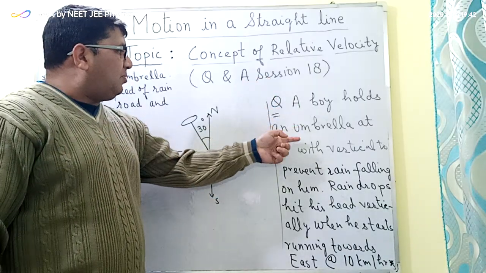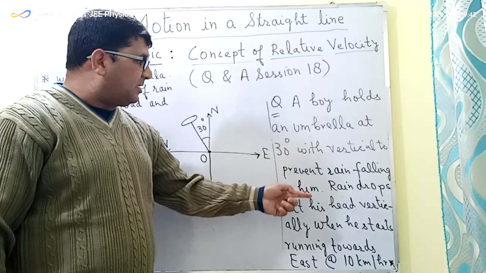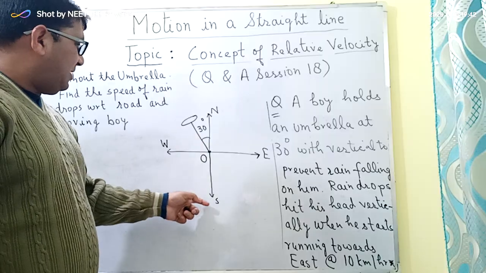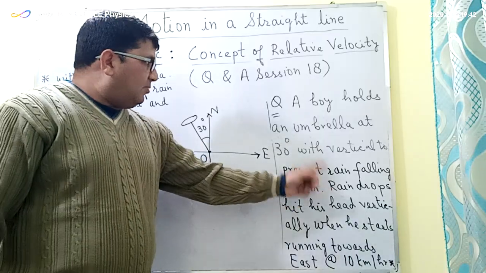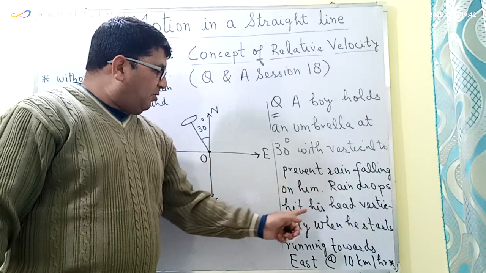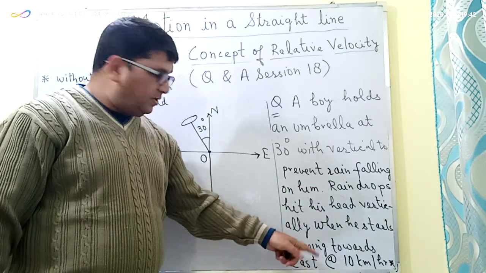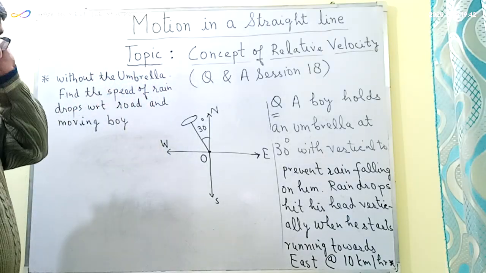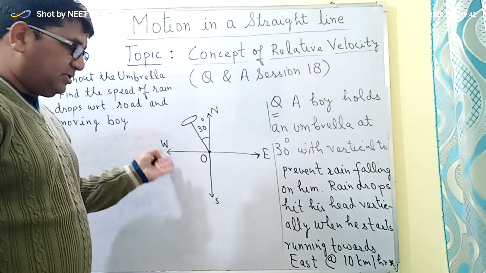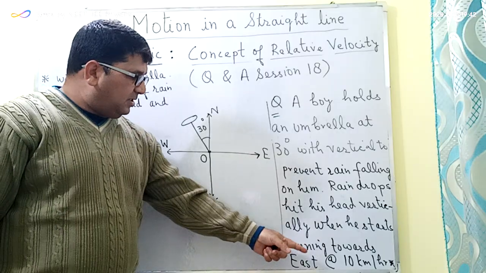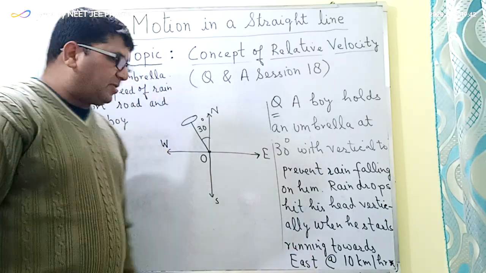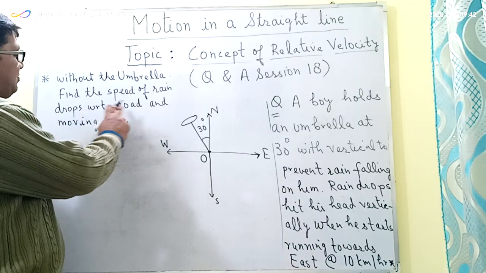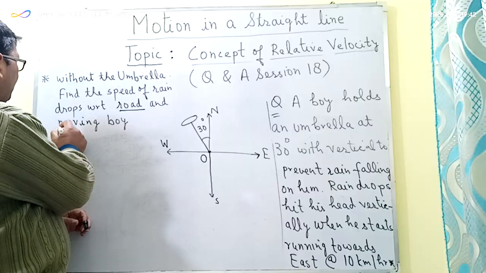So the question here is: a boy holds an umbrella at 30 degree with the vertical to prevent the raindrops falling on him. So this is the figure which I have already drawn here. Now the raindrops hit his head vertically downward when he starts running towards the east at the rate of 10 km per hour without the umbrella. That is, he has thrown the umbrella, and now he is running towards the east with a speed of 10 km per hour. So we have to find the speed of rain drops with respect to the road and with respect to the moving boy.